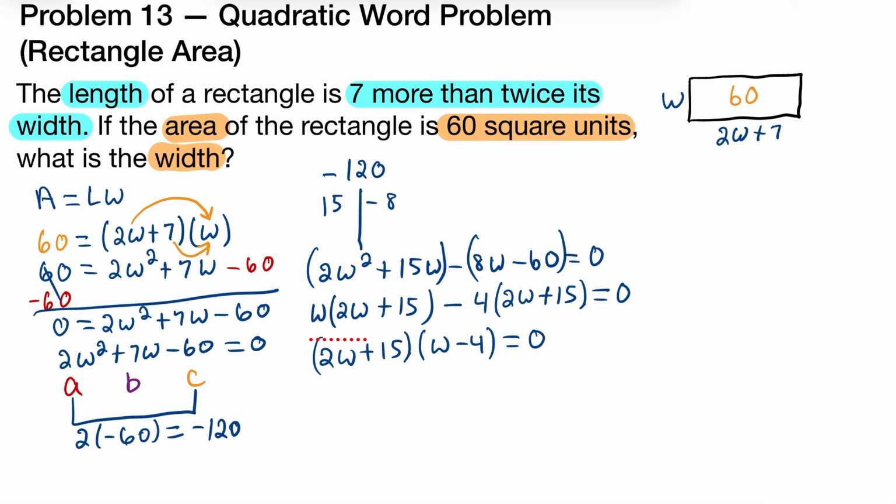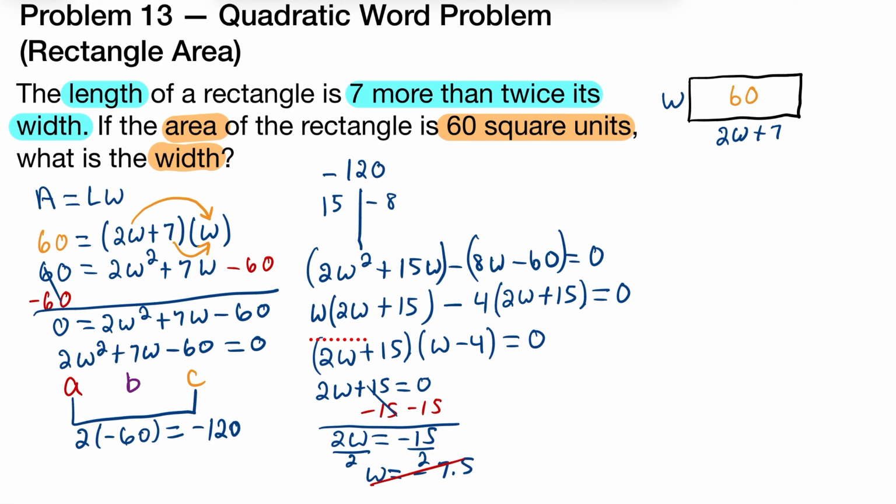Now we're going to set each factor equal to 0. Let's do that. So we have 2w plus 15 equals 0. Subtract 15 from both sides. And we see that 2w equals negative 15. Divide by 2 on both sides to solve for w. And w equals negative 7.5. So what we're going to do is reject the negative because you know that the width can never be negative.